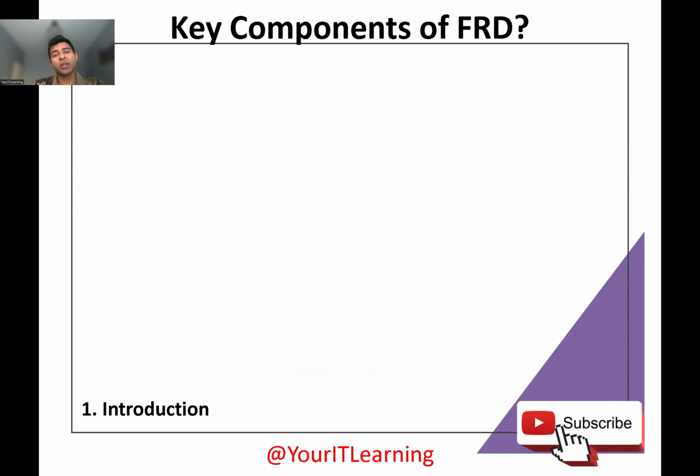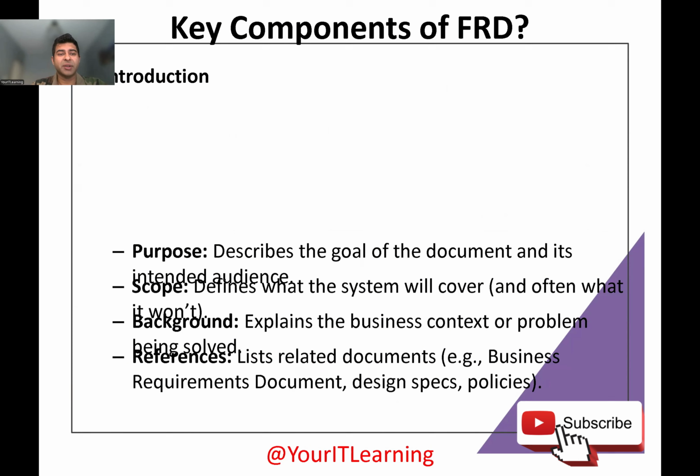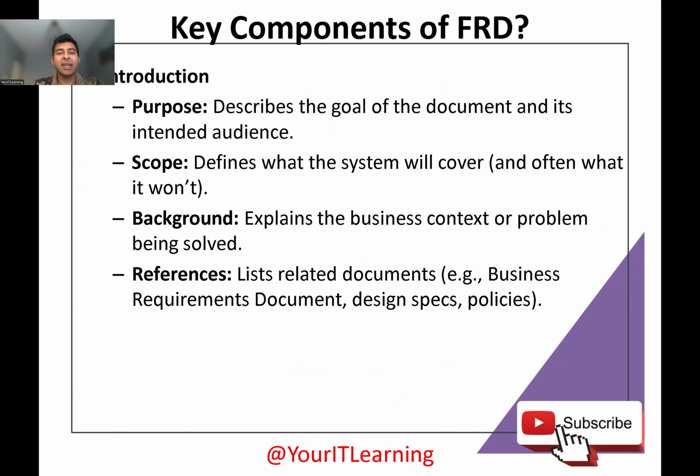Now let's discuss what are the key components of FRD. Introduction. Purpose. It describes the goal of the document and its intended audience. Scope. It defines what the system will cover and often what it won't cover. Like what are the things in scope, what are the things out of scope. Think about you're developing something, a healthcare portal, and a couple of countries are in scope, a couple of countries are out of scope. So this document will outline all those.